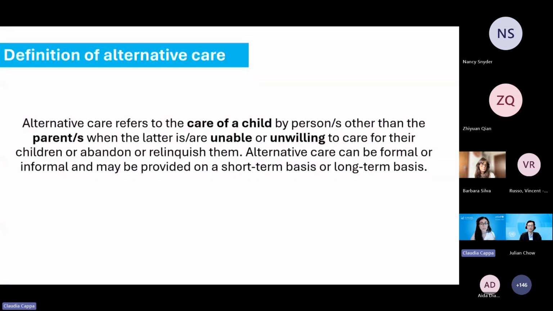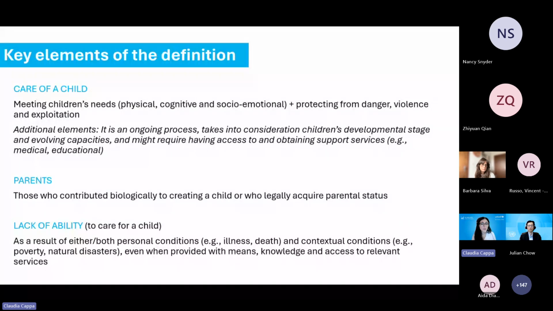As you can see, there are different elements to this classification that have to be considered, in view of the different types of arrangements and practices that exist in countries all over the world. There are at least three key elements of the definition. First of all, the care of a child refers to meeting the child's needs, including physical, cognitive, and social-emotional needs. Plus, there is an element of protecting children from danger, violence, and exploitation. This has to be an ongoing process that can be deployed over a short or a long period, but this ongoing element of the care is really critical to meet children's needs.